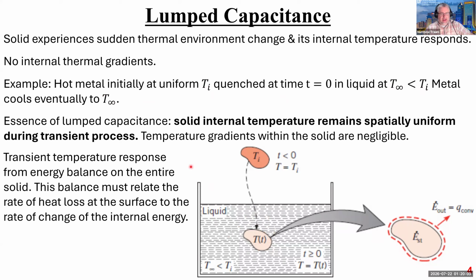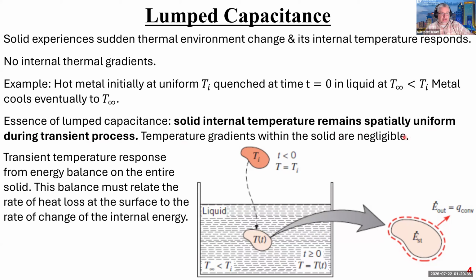So in this system, there's an underlying assumption that the thermal mass of the water is basically infinite, right? It's big enough that it doesn't change temperature, even though there's a bunch of heat getting sucked out of this piece of metal into the water. So the essence of lump capacitance, as I've said, is that solid internal temperature remains spatially uniform during transient processes, and therefore temperature gradients within the solid are negligible.